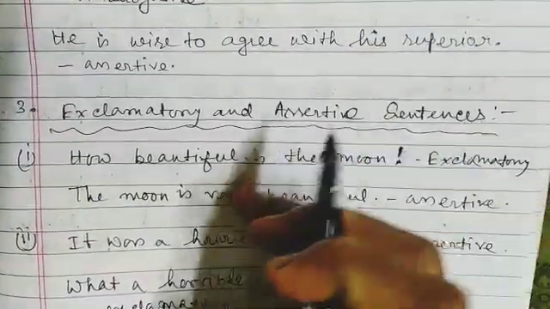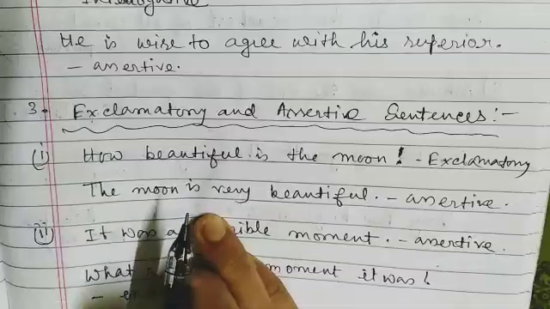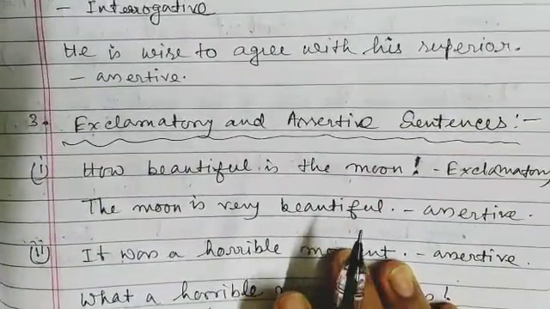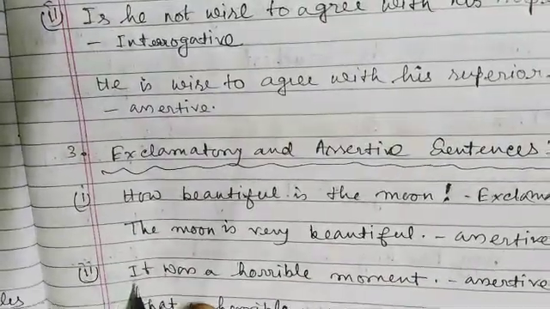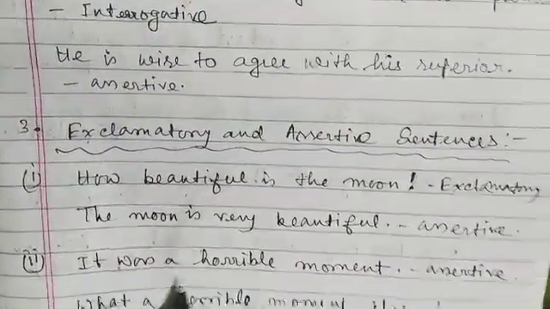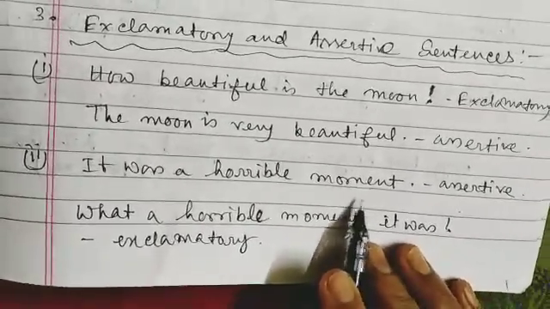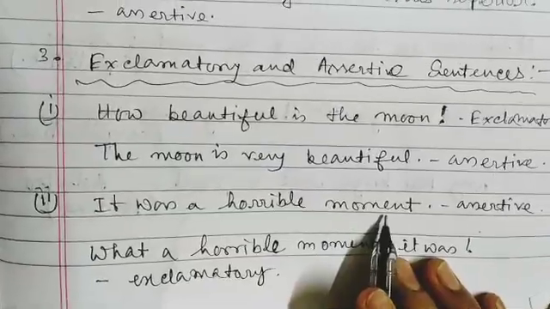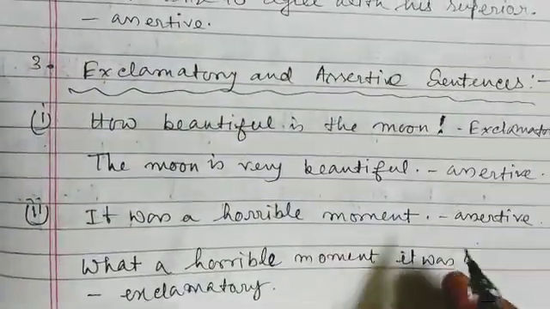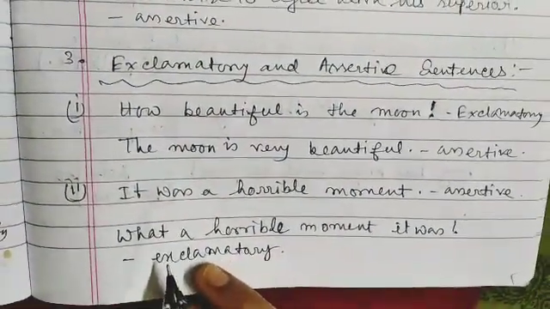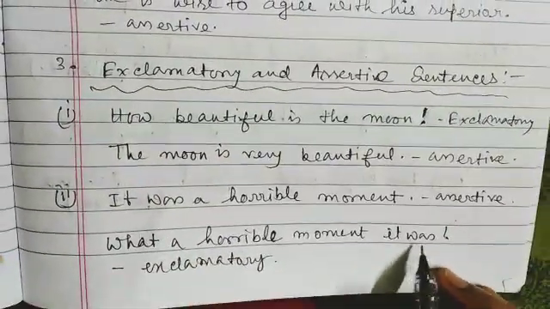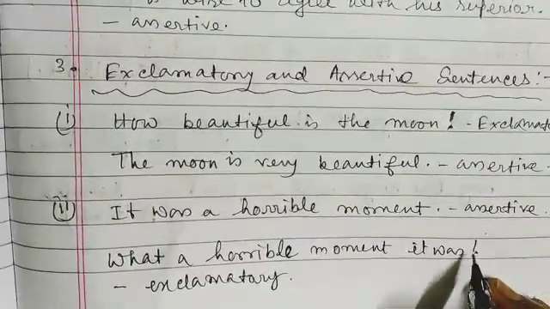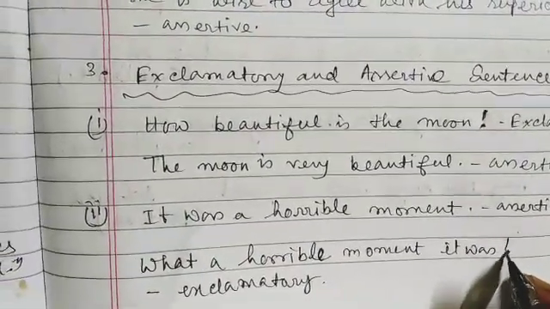So you have to write the fact in an assertive sentence. So, the moon is very beautiful. Got the point? Now come to the next example. It was a horrible moment. It is an assertive sentence. So we have to make it an exclamatory sentence. So, what a horrible moment it was. In this way we can make it exclamatory, and don't forget to give the exclamatory sign.